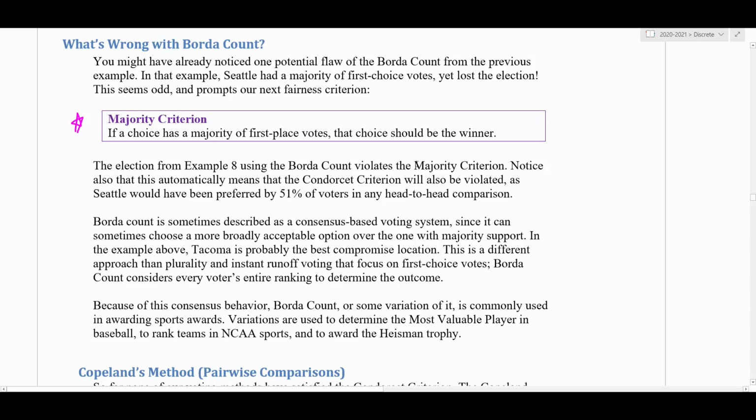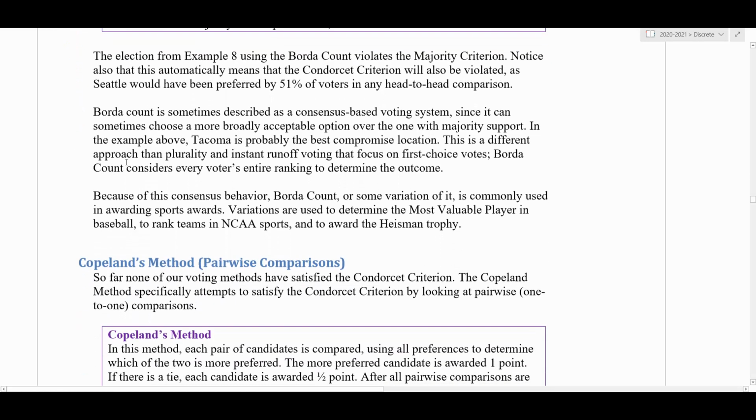Just so you know, the Borda count is one of the more common variations used in sporting events. When we're trying to determine the MVP for baseball or a Heisman Trophy winner, and I think it's also used in basketball, they use a variation of the Borda count to determine that winner. So it is a very commonly used voting system, and it is liked by a lot of people.